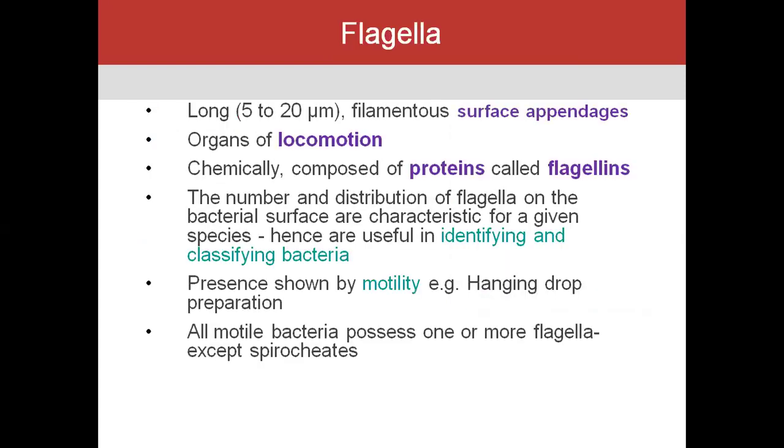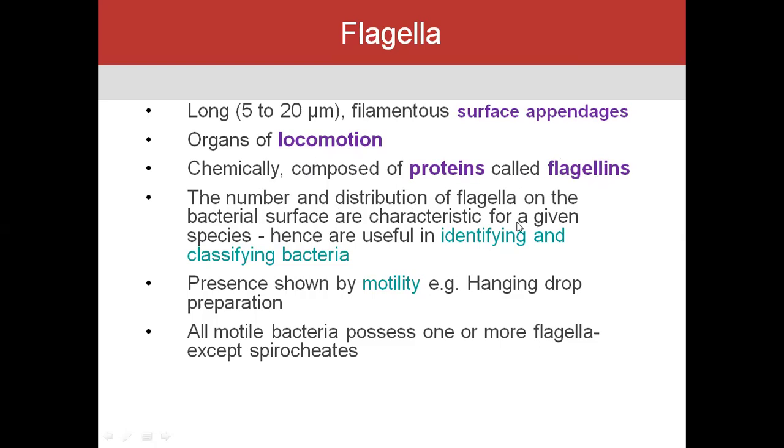Next, flagella. Flagella are long, with a size of 5 to 20 micrometers in length and 0.01 to 0.02 micrometers in diameter. They are filamentous cytoplasmic appendages protruding through the cell wall. They are surface appendages. They are the organs of locomotion, helpful for motility. They are made up of proteins, and those proteins are called flagellins.